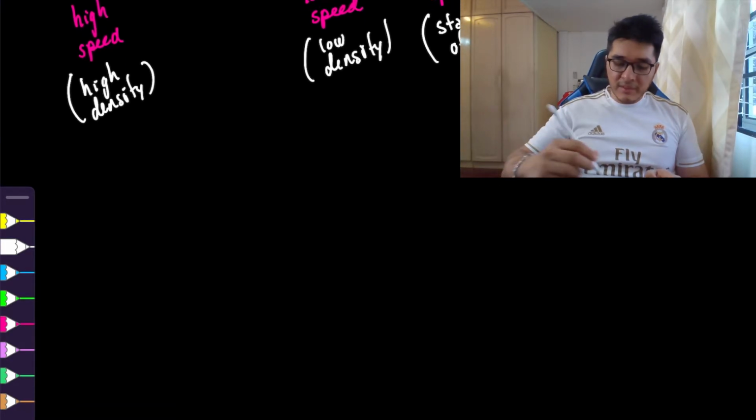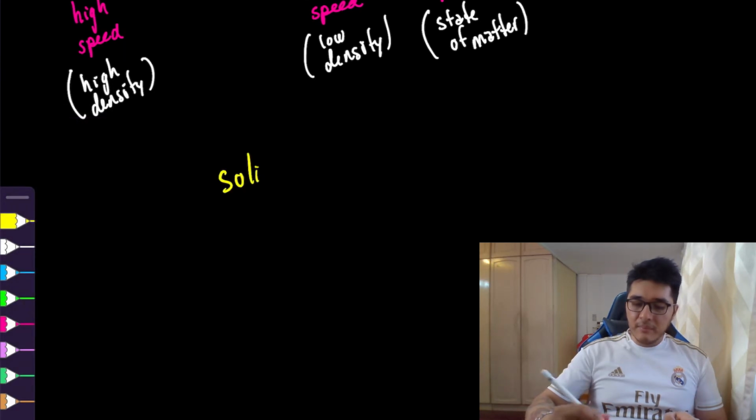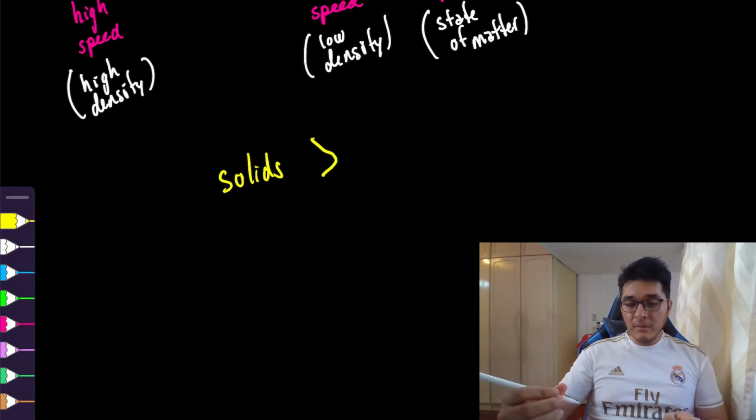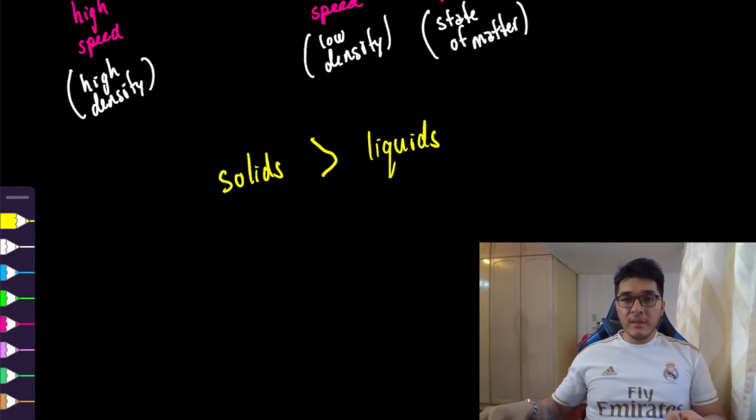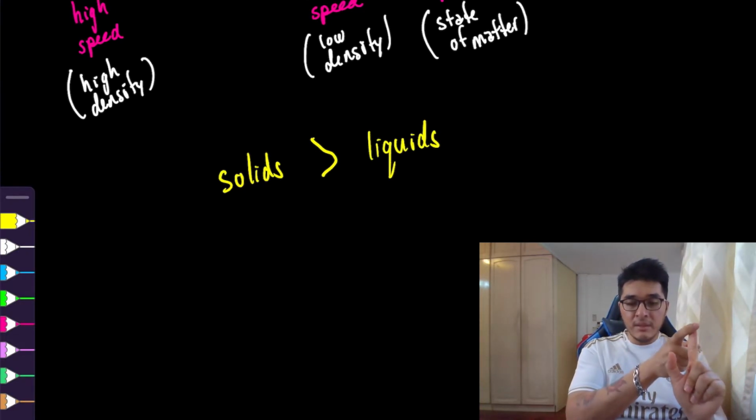So what do we mean by state of matter? We can say that solids transfer the speed of a wave much quicker than liquids. So you see how we can change the speed of a wave by changing the temperature, changing the density, or the state of matter in this case.